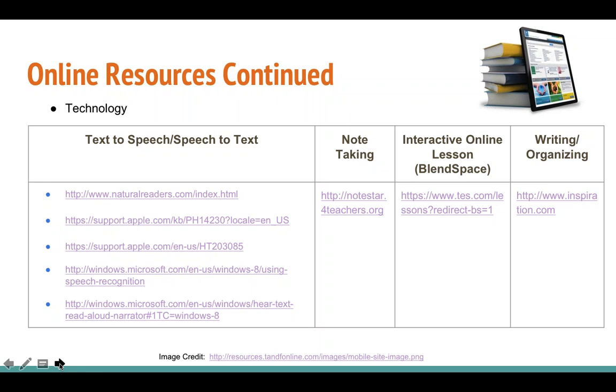And so here are some of the technology things that we talked about. There are other options besides some of the things I talked about in the slide with text-to-speech. Naturalreaders.com is one that is actually a website that you can use, as well as I've linked some of the other things of how you can incorporate speech-to-text and text-to-speech on your own computer. And then there are the websites for some of the other things that we talked about.